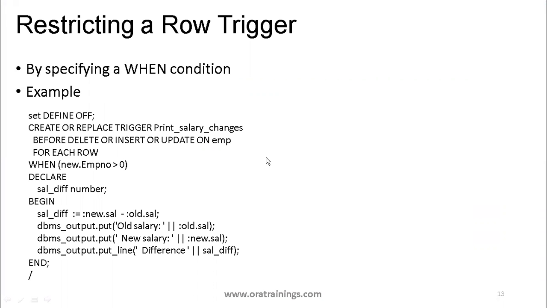Now, the extra thing we have done is we just added a when condition for each row. Let us say you don't want to monitor the data of each and every employee. Let us say you want to monitor the data of only a particular department, a particular employee, or a particular job level. Then you can mention the when condition after the for each row. That's the only different thing in this particular sample.